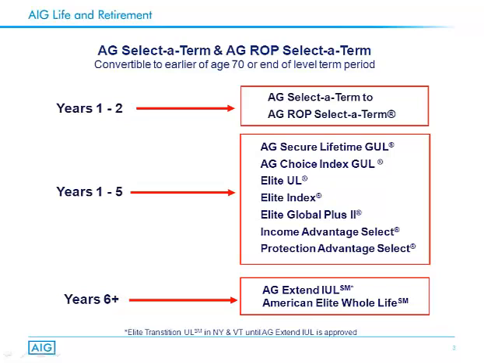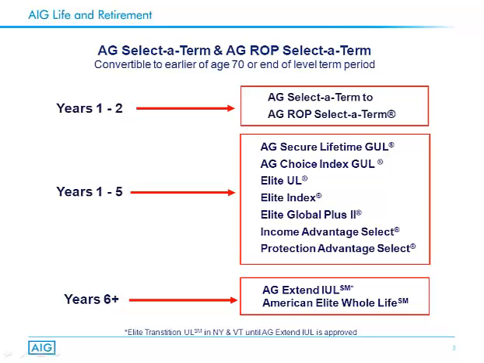So within the first 2 years when you're purchasing the selected term product, the client could even convert to our return of premium selected term. So that's a unique option within the first 2 years. But also during the first 5 years, they can convert to any of our single life permanent plans, and that includes the secure lifetime GUL, also our accumulation products, the IUL products, and also the hybrid product, the GUL-IUL hybrid product called AIG Choice Index GUL.